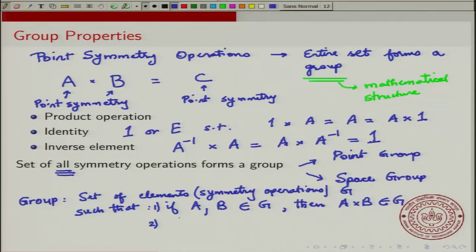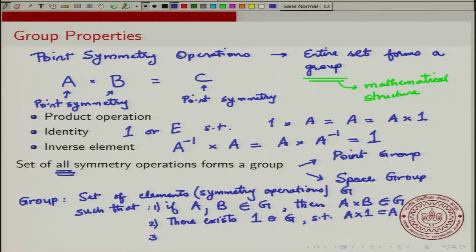Second one, there exists an identity element contained in G. The identity symmetry is also a symmetry operation where you do nothing, and this has to be part of the symmetry group. So the symmetry group, the set of all symmetry operations, will include the identity operation, such that A times 1 is equal to A. A times 1 is also equal to 1 times A.